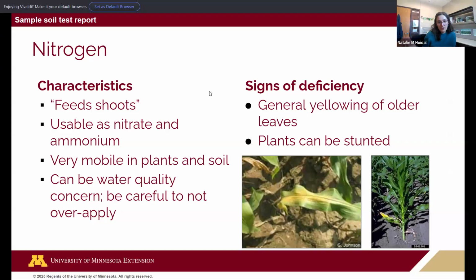When we see signs of deficiency, when we don't have enough nitrogen, the first thing we see is general yellowing. We're seeing kind of yellow plants, and they're most yellow in the bottom leaves. Plants are really good at moving nitrogen up to the newer leaves. So we see that deficiency lower down, and our plants are often stunted.